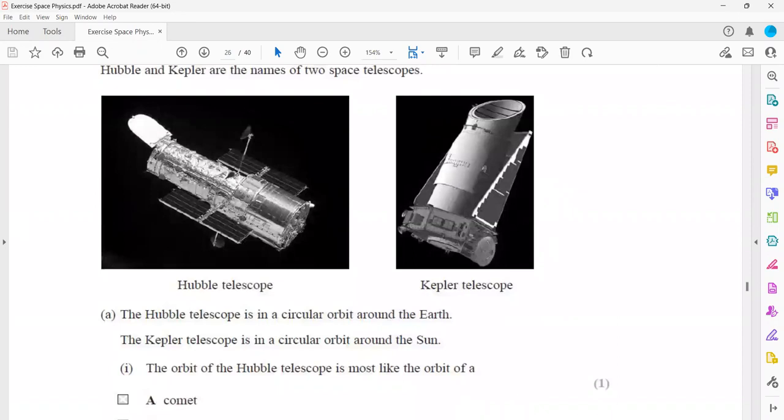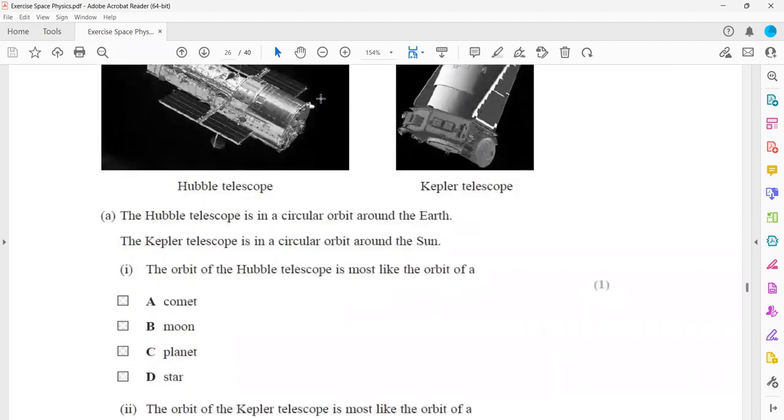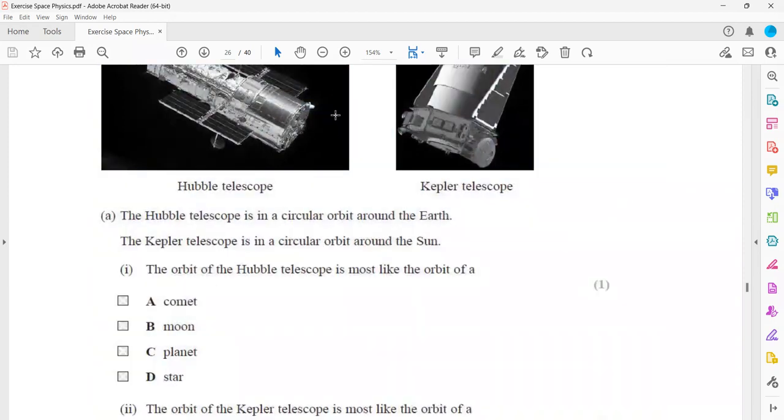So the Hubble telescope is in a circular orbit around the Earth, and the Kepler telescope is in a circular orbit around the Sun. So that's a difference between the two telescopes. The orbit of the Hubble telescope is most like the orbit of, you can use screen annotation or you can also use chat to state the answer.